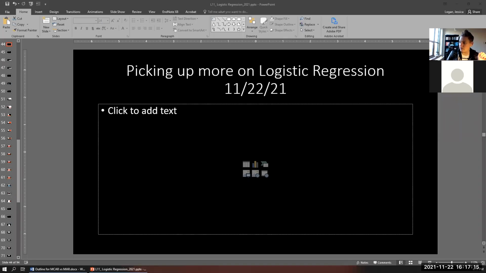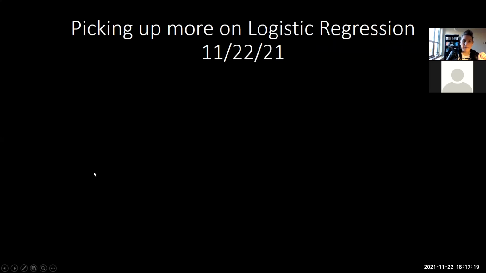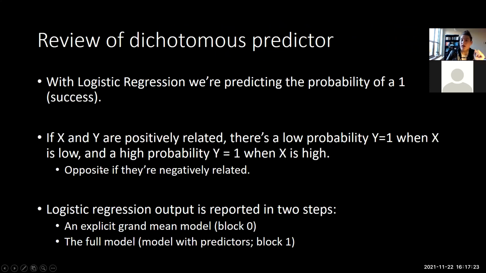Okay, we are continuing with logistic regression today, picking up where we left off. But first I'm going to start with a quick review of the dichotomous predictor within logistic regression. Now remember, anytime we're doing a logistic regression, we're predicting the probability of one, which in your readings is sometimes referred to as the probability of success.